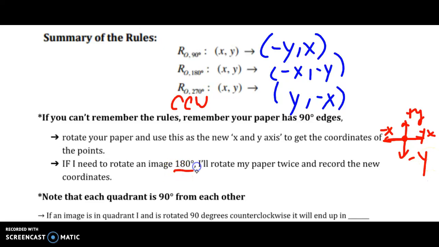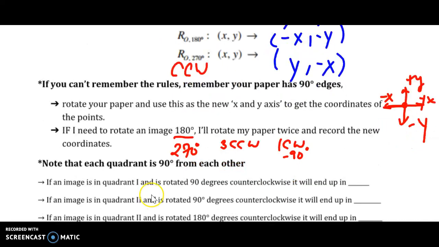If I need to rotate 180 degrees, I can turn my paper twice in either direction. And if I need to rotate positive 270, well, I can do it 3 times counterclockwise or 1 time clockwise, which would be the negative 90 degree direction.